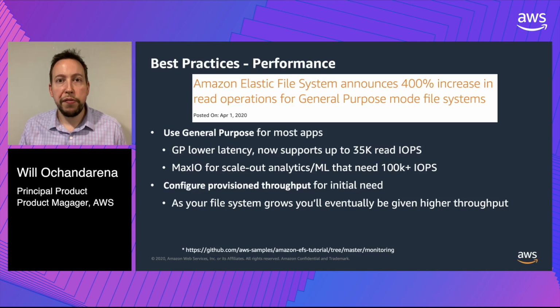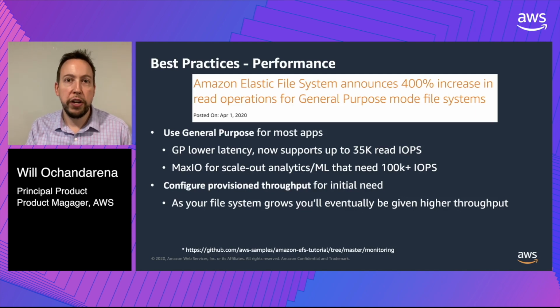Now, the good thing about provisioned throughput is you never pay for more than you would have gotten with your entitlement. So for instance, if you would have been entitled to 10 megabytes per second based on the amount of data that you had stored, and you provision 20 megabytes per second, you only pay for the incremental 10. You don't pay for all 20.